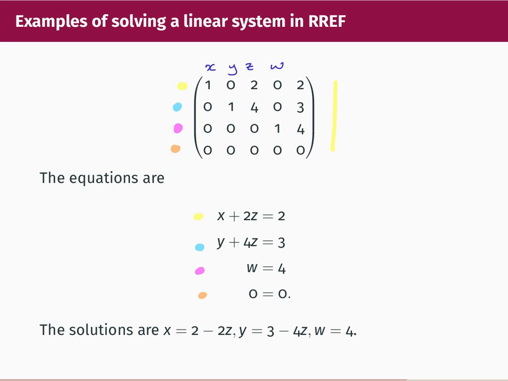In any event, you can now read off the solution straight away. You can choose a value for z freely, and then all the other variables are determined uniquely once you've done that. If you choose your value for z, then x is equal to 2 plus 2z, y is equal to 3 minus 4z, and w is equal to 4. So there's one variable, z, which can be chosen freely, and then every other variable is determined uniquely once you've made that choice. In this situation, we call z a free parameter.